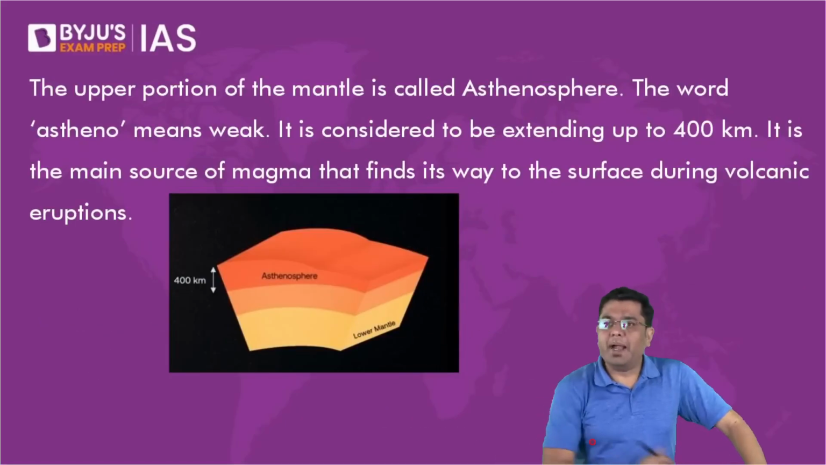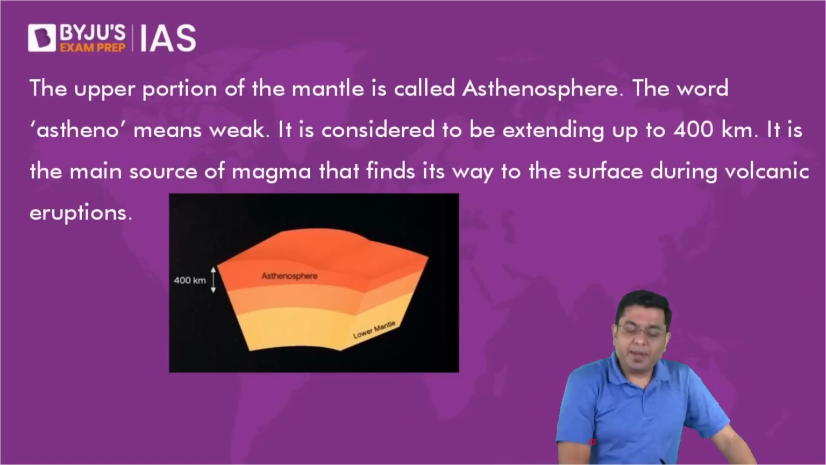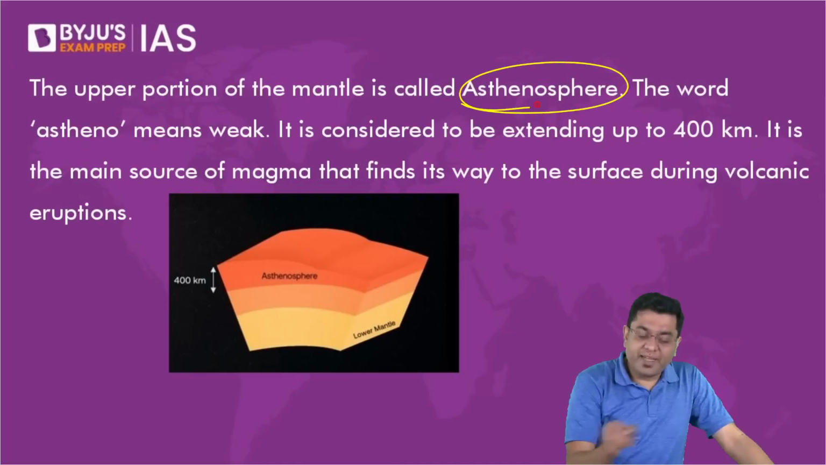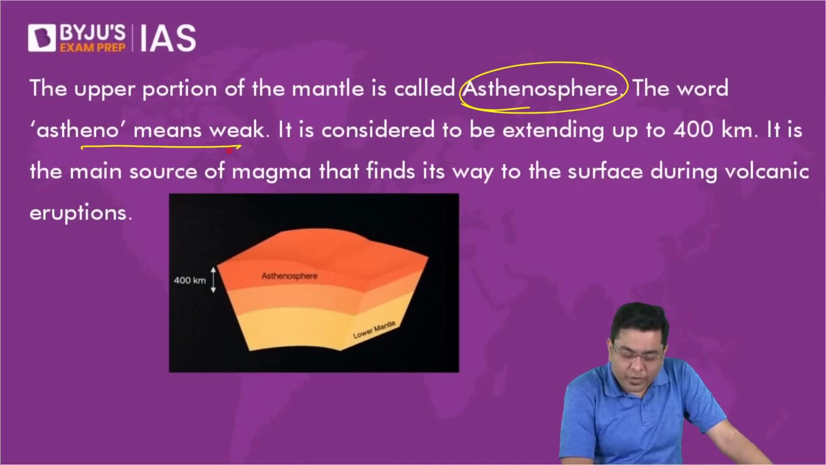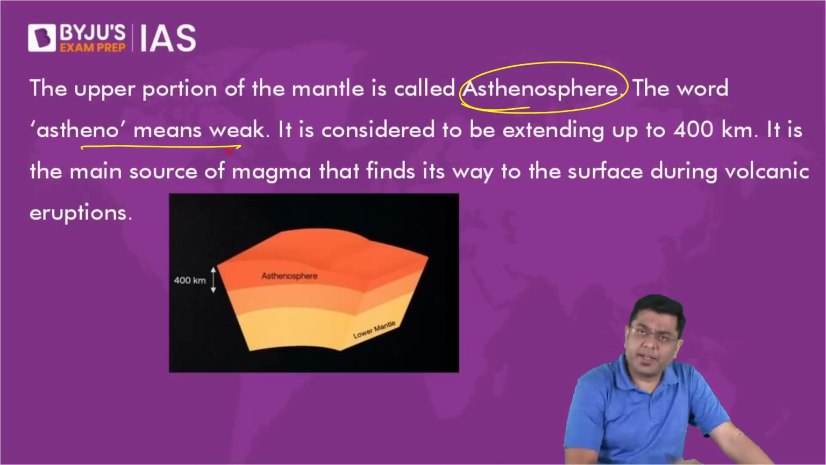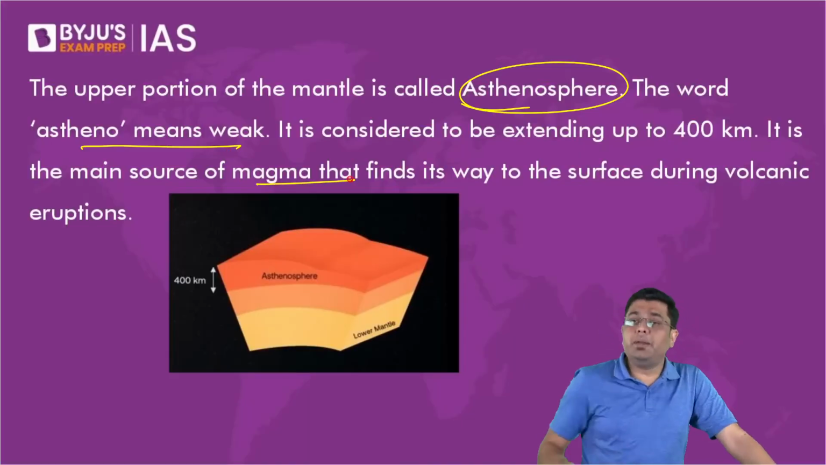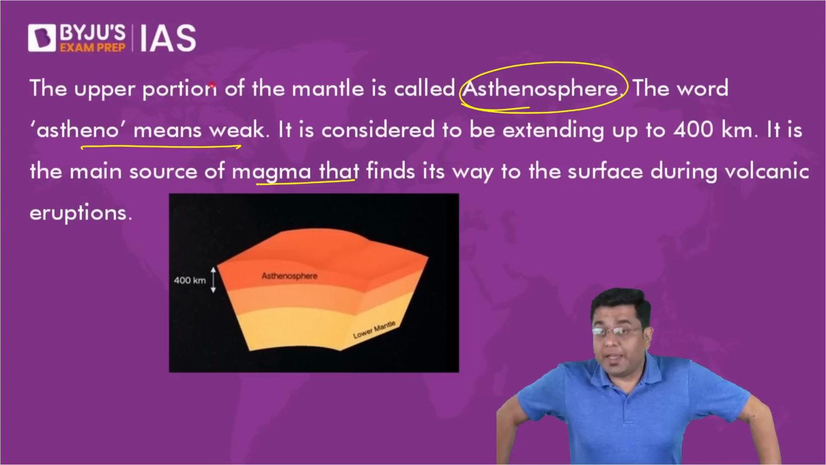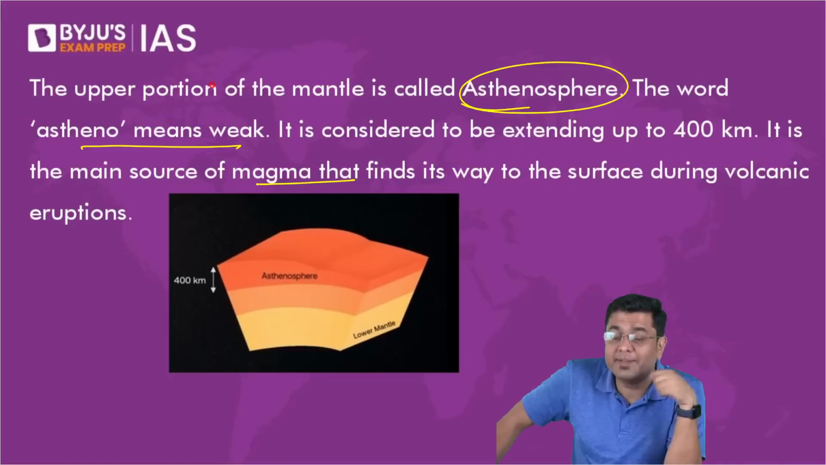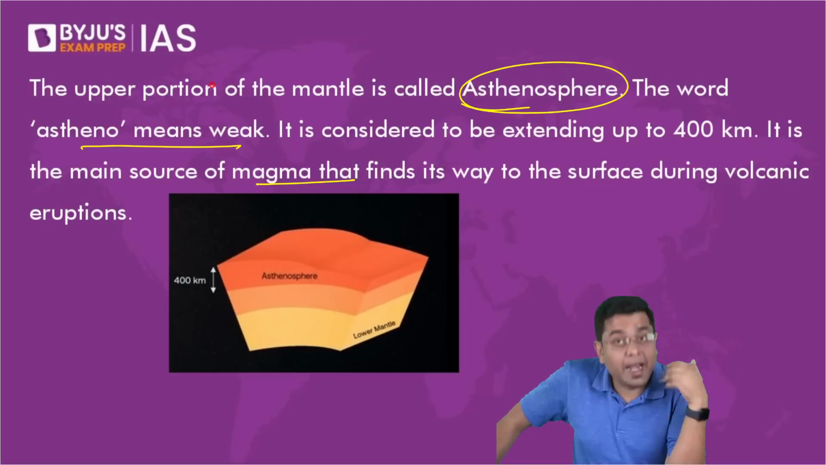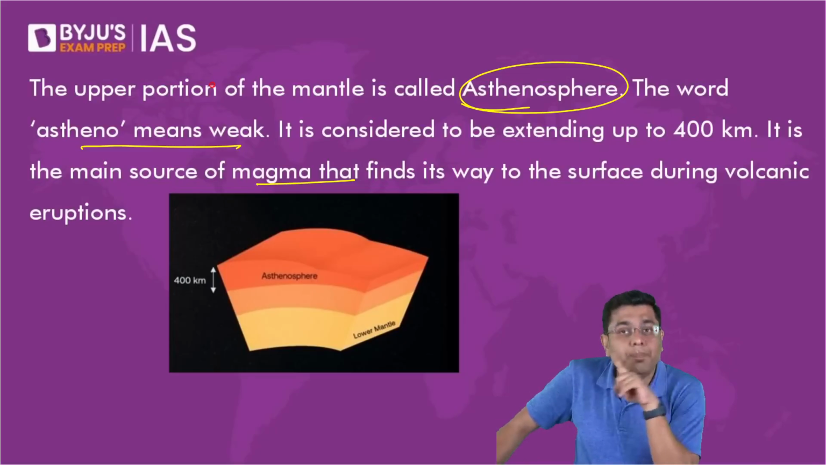Now, in the region of the mantle, that is in the upper portion of the mantle, here, that is what is referred to as the asthenosphere, derived from the term astheno, which means weak. It is considered to be extending up till around 400 kilometers in depth, and it is the main source of the molten materials or magma that eventually erupts from the surface during any volcanic eruption. Now, why is the asthenosphere in that particular state, semi-molten, semi-solid? Because of presence of thermonuclear reaction. And why does the thermonuclear reaction take place? Because of the abundance of materials like uranium and potassium.